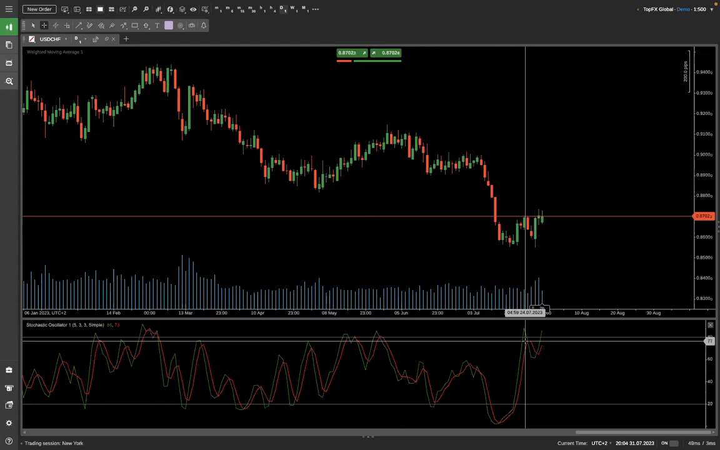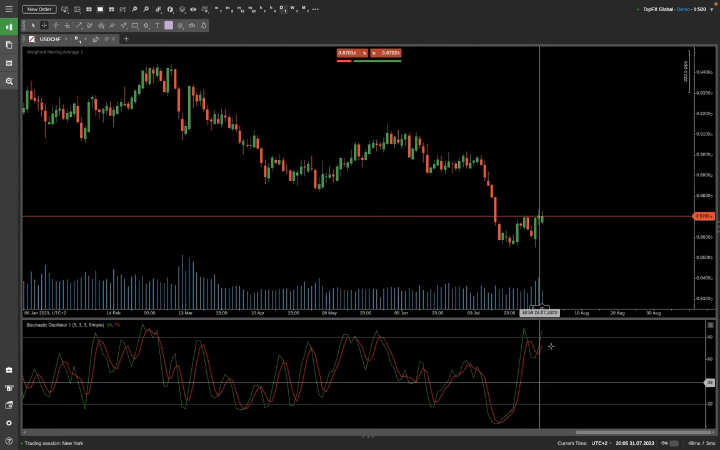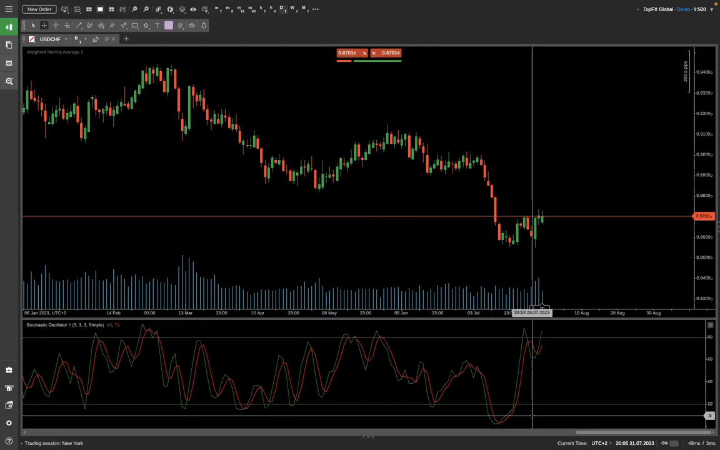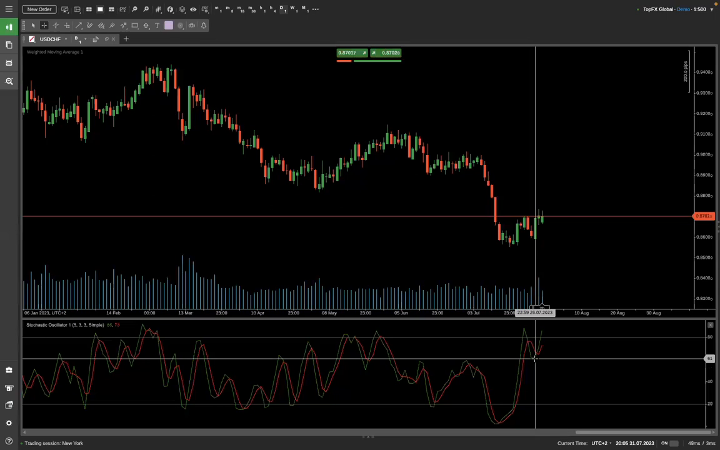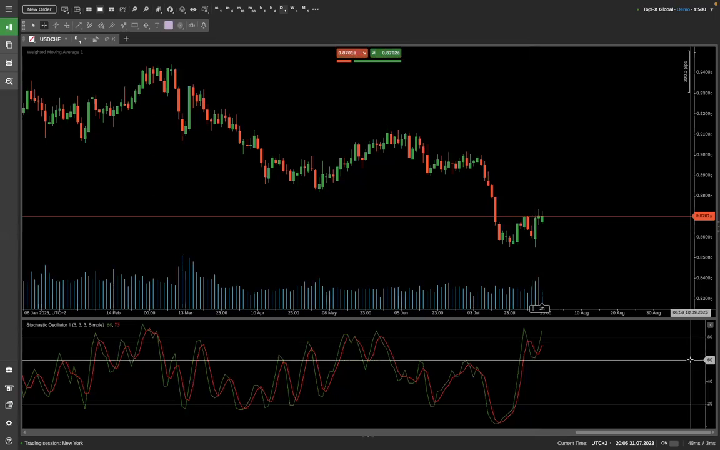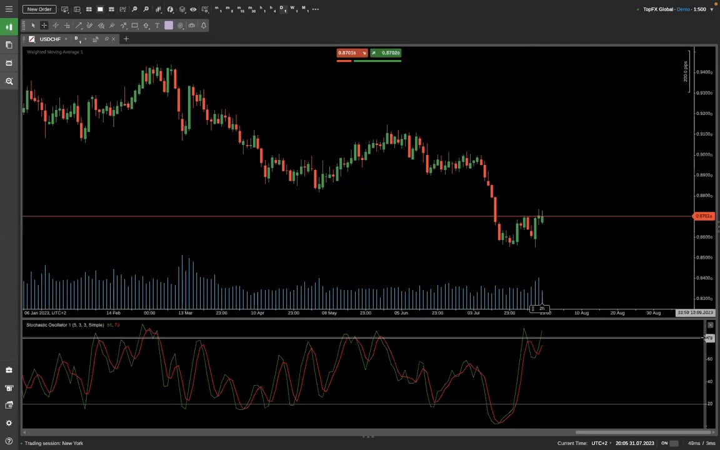Basically, it turns sharply up and down. So what's the interpretation of the overbought and oversold levels? The stochastic indicator is particularly useful in identifying overbought and oversold conditions, which often indicate potential reversal points in the market. So overbought, what does it mean? When the stochastic value crosses above 80, it suggests that the asset is overbought and there might be a higher probability of a downward price correction or a trend reversal.